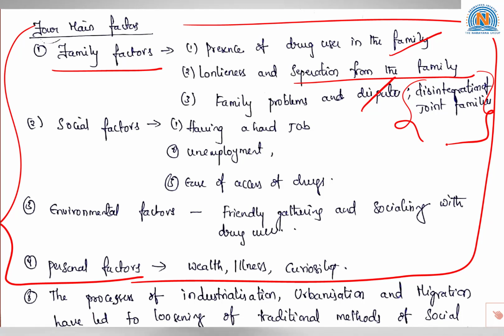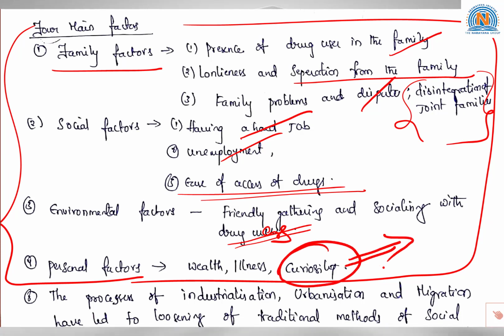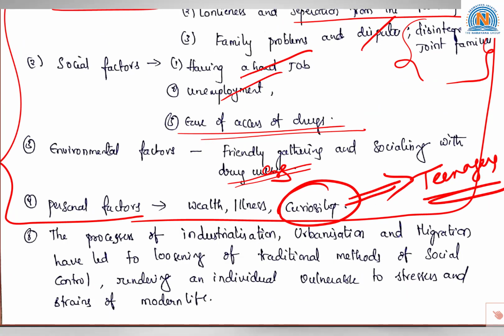Then what are the social factors? Having a hard job, unemployment and ease of access to drugs. The environmental factors include friendly gatherings and socializing with drug users. Personal factors include wealth, illness and curiosity. Curiosity is the most important factor among teenagers. Other factors include the process of industrialization, urbanization and migration, which have led to loosening of traditional methods of social control, rendering an individual vulnerable to the stresses and strains of modern life.